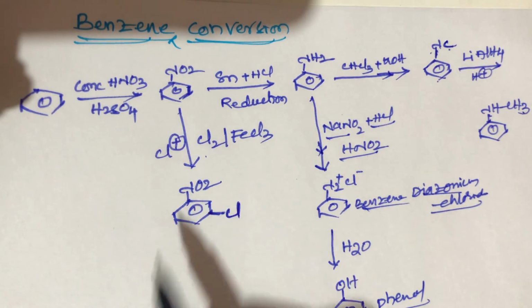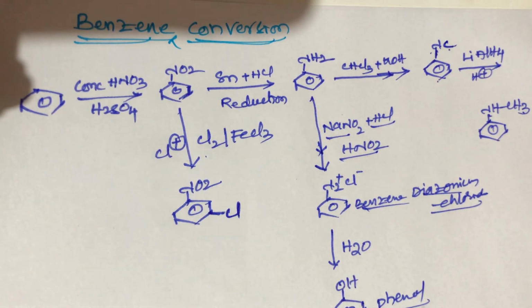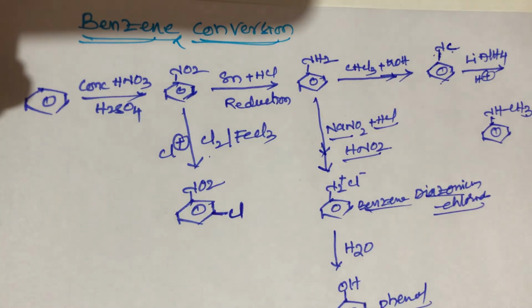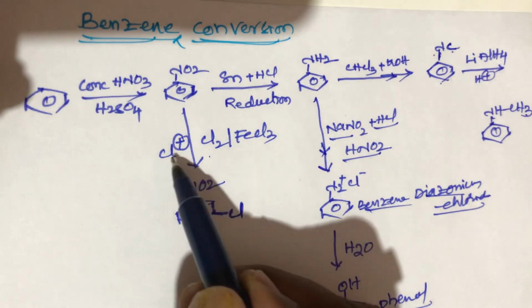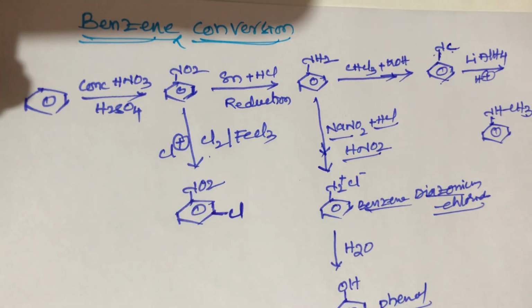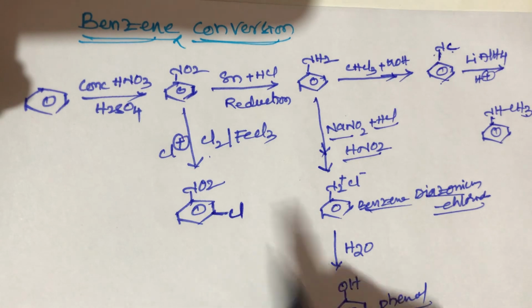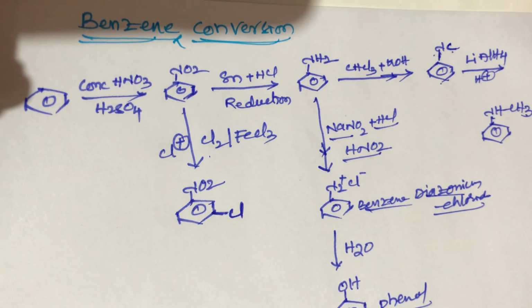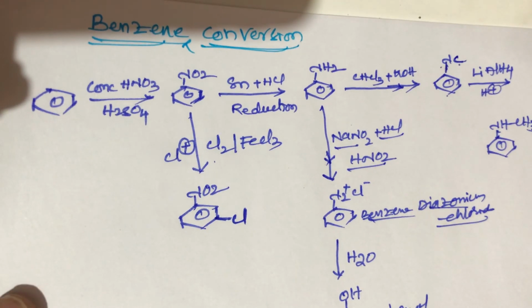Why? Because this NO2 group is a -I group, and this NO2 group is a -M group. So that's why a -M group is always a meta directing group. So that's why this Cl+, this Cl+ means electrophile, this electrophile will always attack the meta position. So the product is meta-chloronitrobenzene. This is a simple trick.